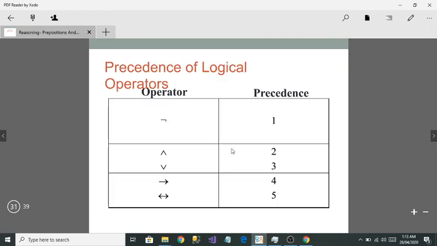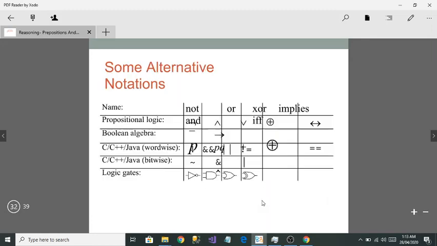So let me tell you the precedence of logical operators. For negation the precedence is 1. For and, the precedence is 2, and for or its precedence is 3. For implies it is 4, and for biconditional it is 5.